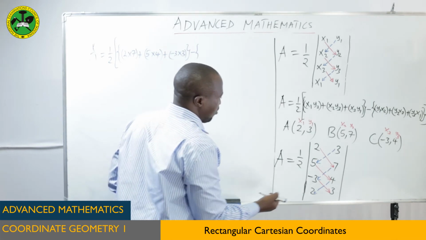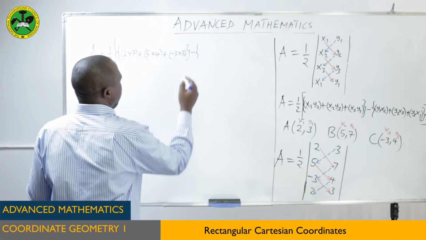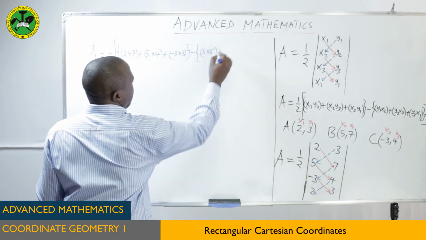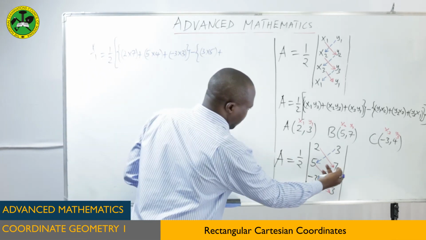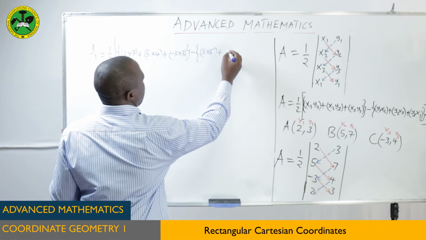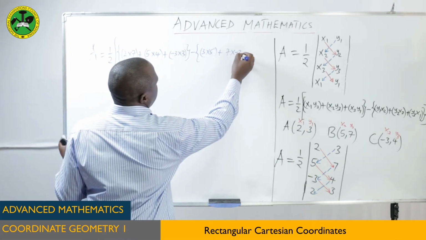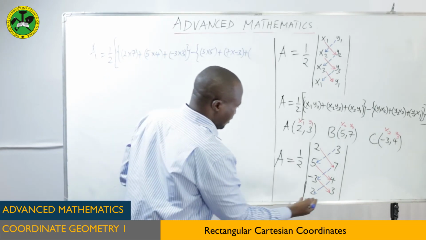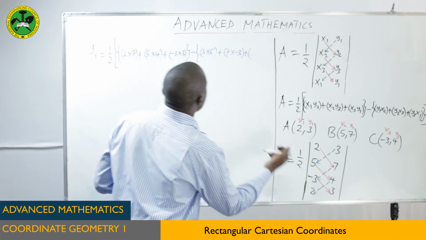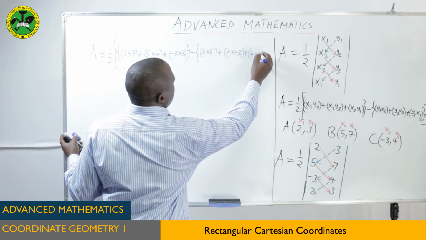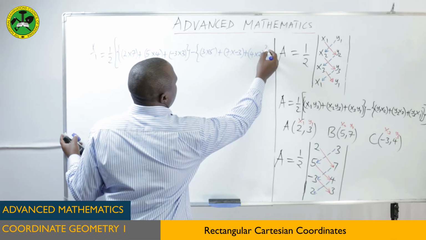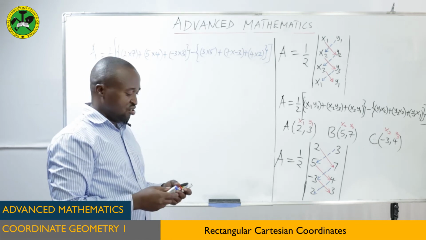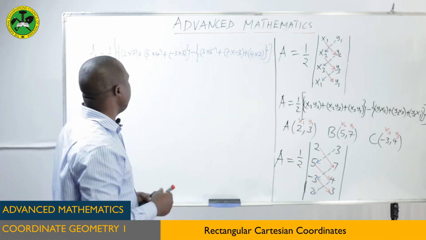So for the case of a dotted arrow, we have 3 times 5. Then plus, the second dotted arrow, we have 7 times negative 3. Then the last dotted arrow is 4 times 2. So now it's just a matter of multiplication and adding to get the final answer.